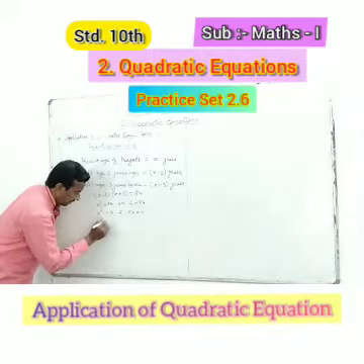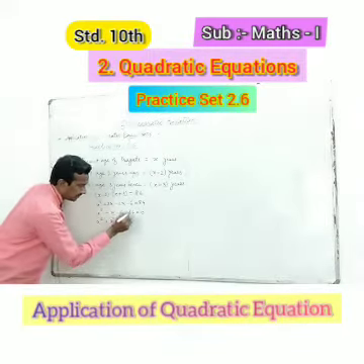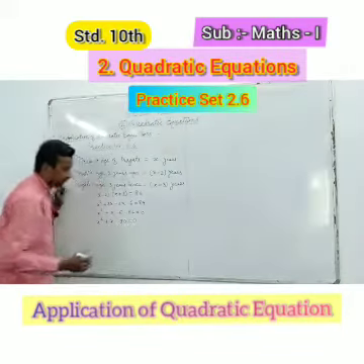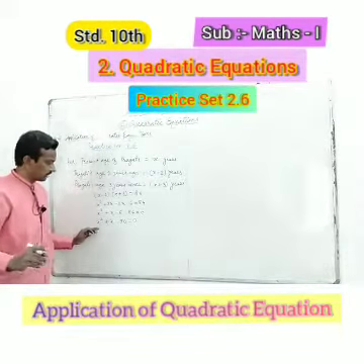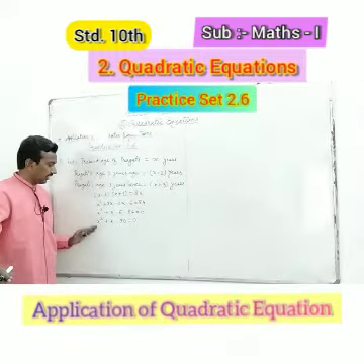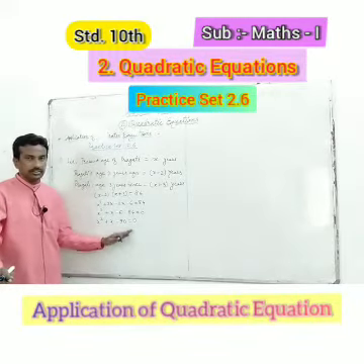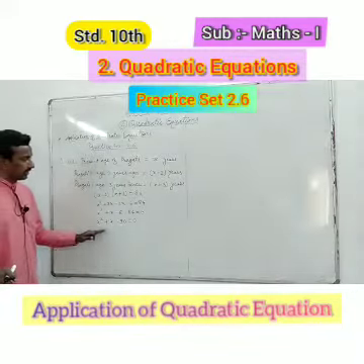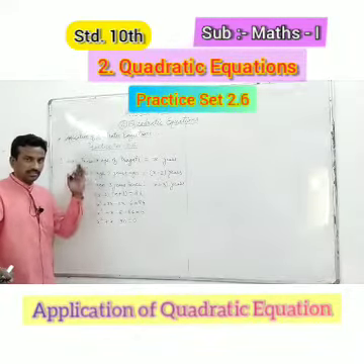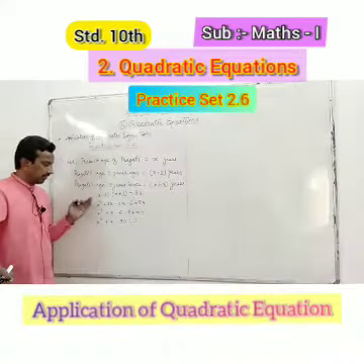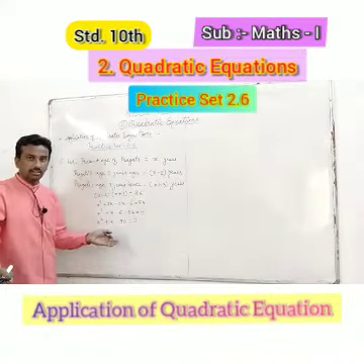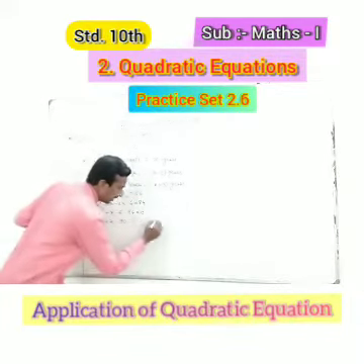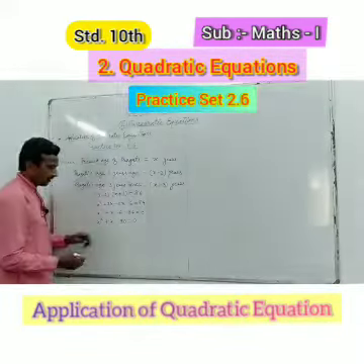Now x square plus x minus 6 minus 84 is minus 90, equal to 0. Now this is our quadratic equation: x square plus x minus 90 is equal to 0. Now we can solve this quadratic equation by using any of our three methods: factorization method, completing the square method, or formula method. We can use the factorization method.